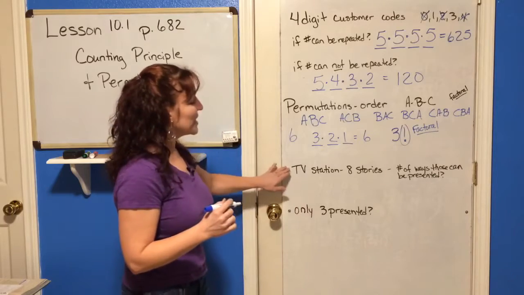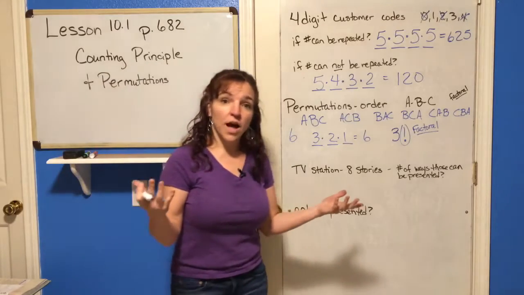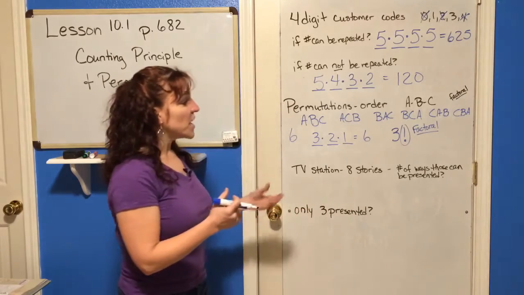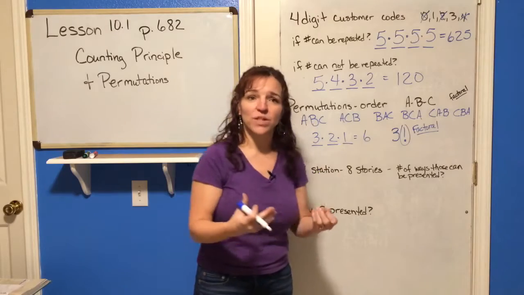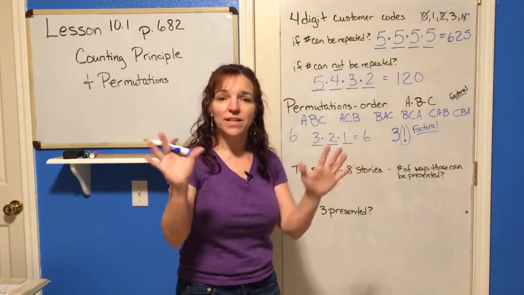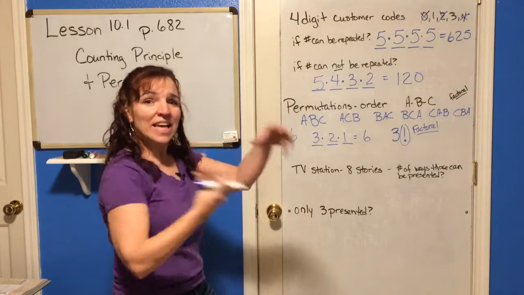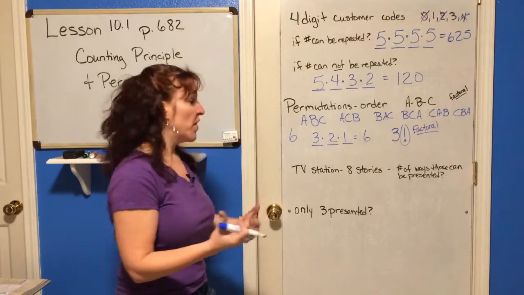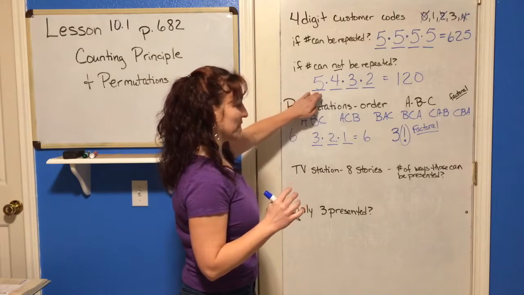So if I've got a TV station and they've got 8 stories that they want to present tonight on their program, how many different ways can they present these stories? They want to know which one is first, which one is going to give us the best ratings, which one second. How many different ways can they order these stories? Well, it's the same type of thing as this numbering system.